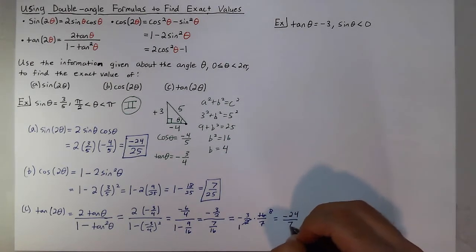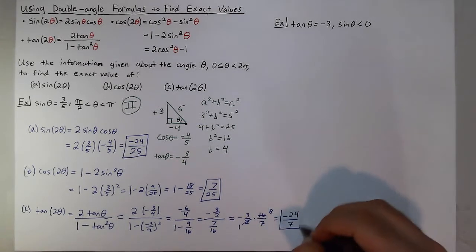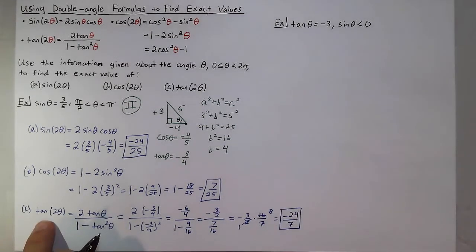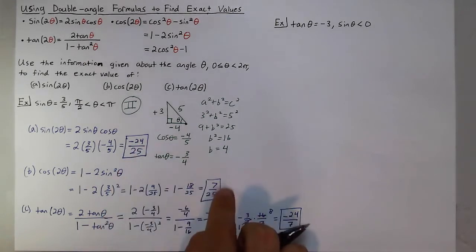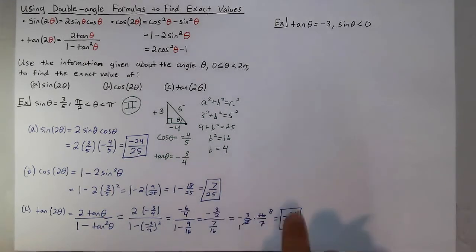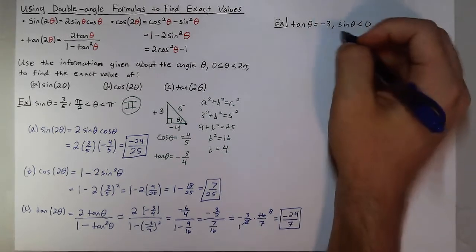24/7. And a good way to check this is I know that tangent is sine over cosine. So I can actually put negative 24/25 over 7/25. And that should give me negative 24/7. So a nice way you can double check. Now let's try to do this example.